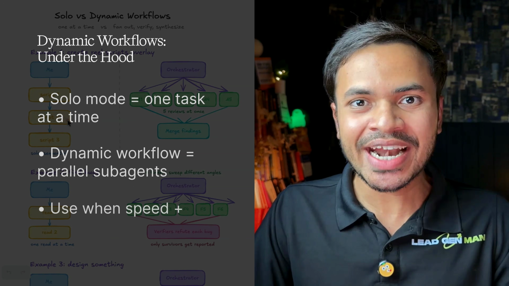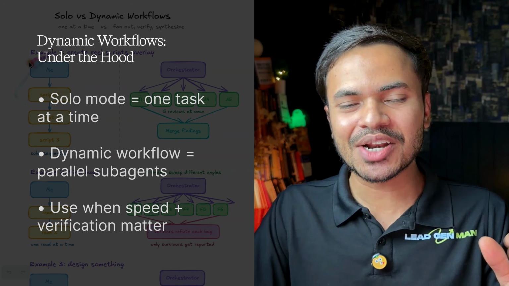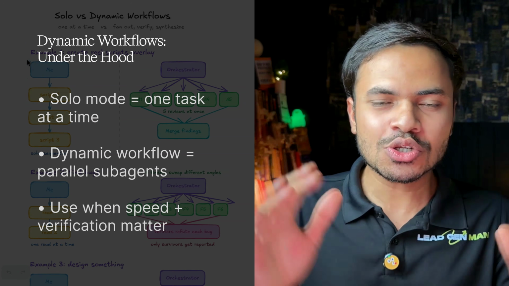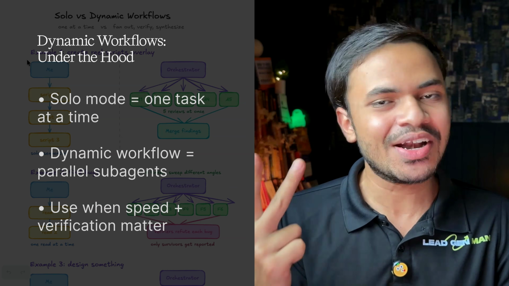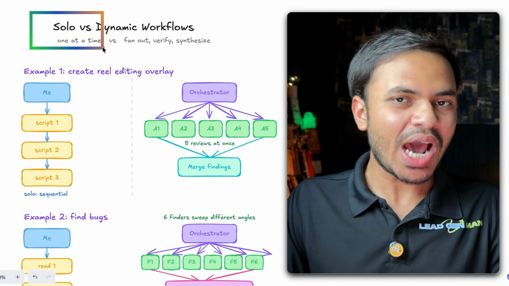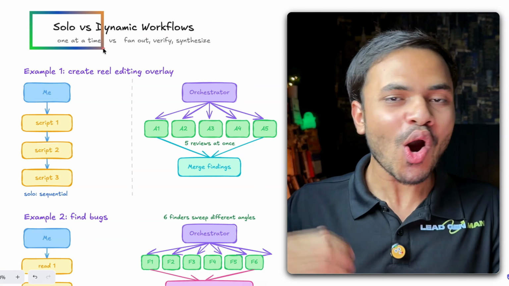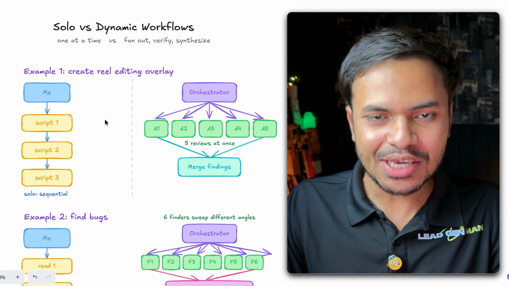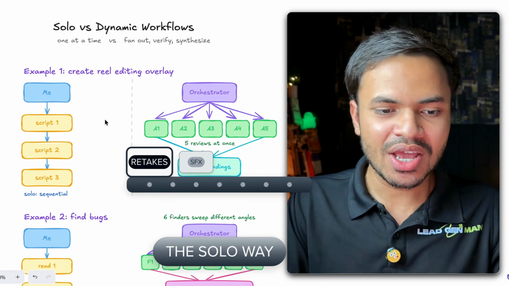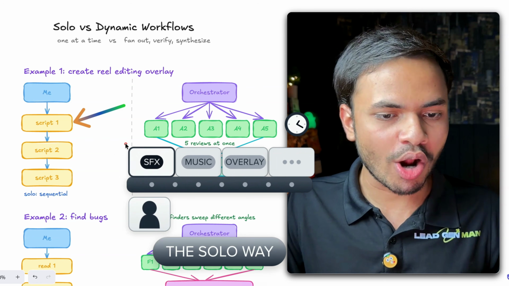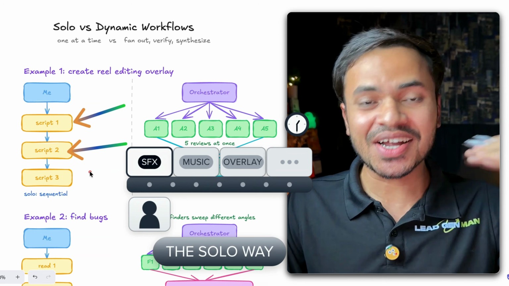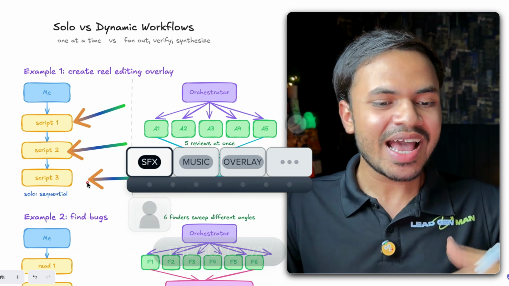But before we move ahead and start using dynamic workflow inside our terminal, let me show a visual so that you will understand how dynamic workflows work under the hood, what they are, and when to use them. Most people using Claude Code are unfortunately using it solo, one thing at a time. For example, I give Claude Code an Instagram reel to edit. First thing it will do is cut all the retakes, then I have to prompt it to add all the sound effects, then I have to prompt it again to add all of the animations, and so on.